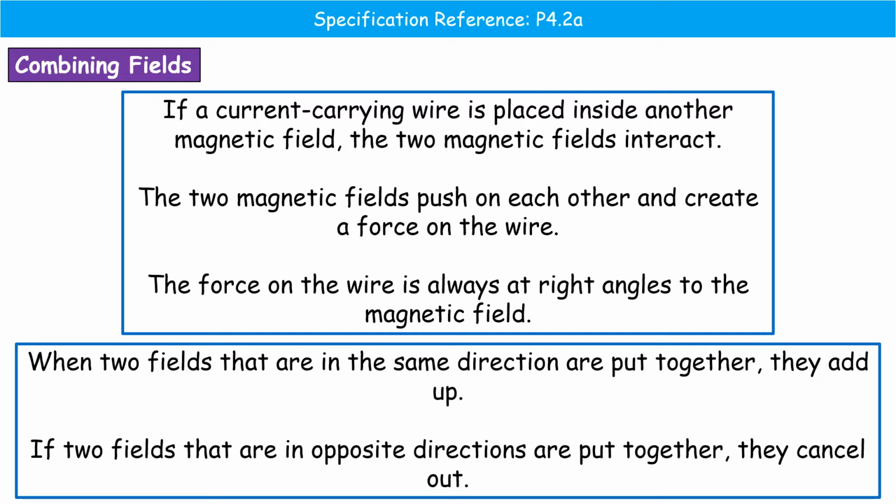And by interact, what we mean is those two fields are going to push on each other and it creates a force on the wire. The direction of that force on the wire will always be at right angles to the magnetic field. What we're going to see then is that if those two fields are in the same direction, they're going to add up. If they're in opposite directions, they're going to cancel each other out.